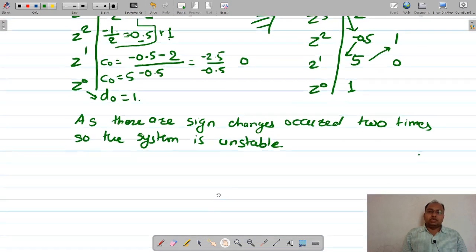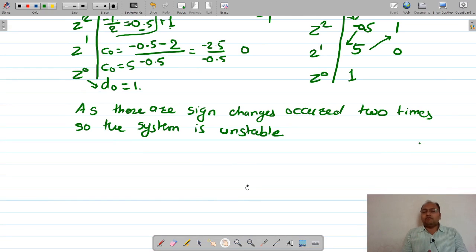Okay, I hope you understood this. So this is the second case of your Routh criteria example. Now let us see the third case.